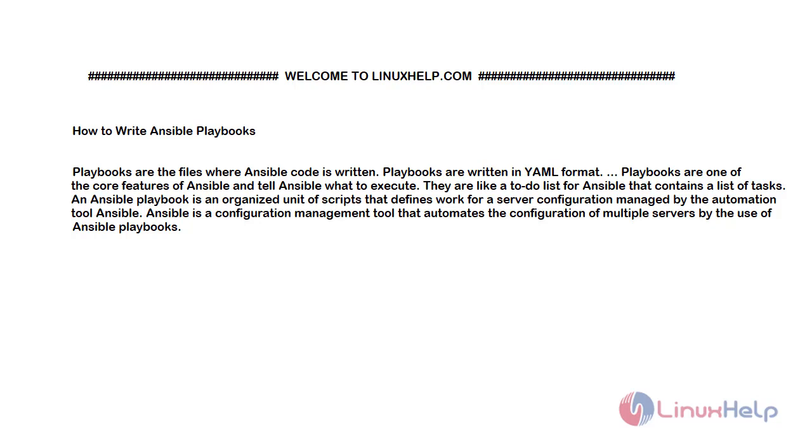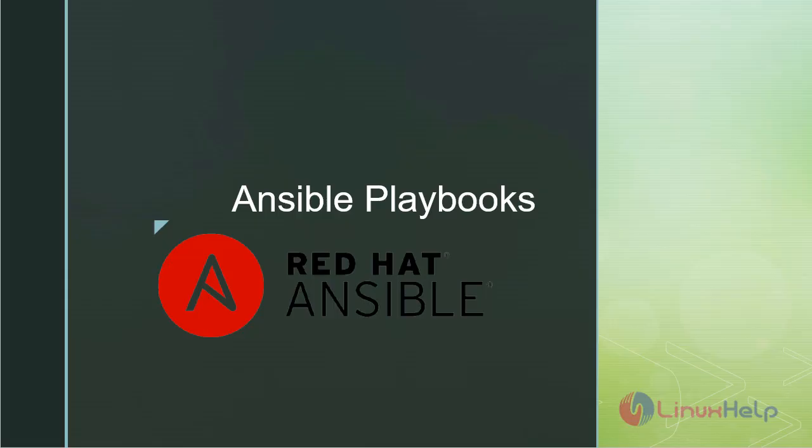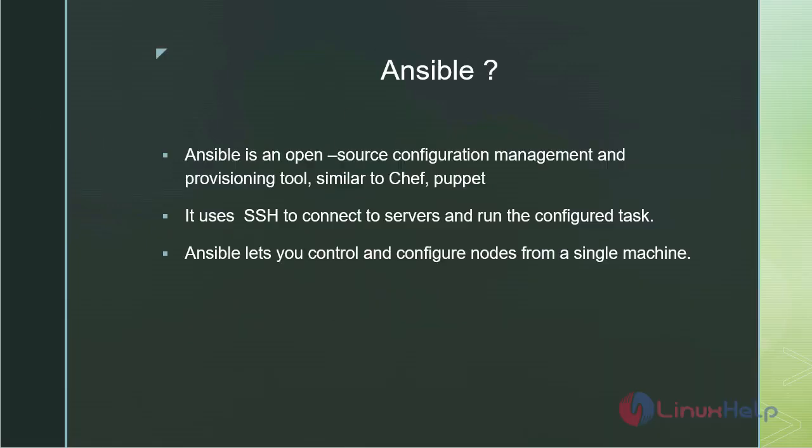So now let's jump into our topic. First, we will discuss what Ansible is, and then we will execute it. So now we will learn what Ansible and its playbook are. Ansible is an open source configuration management and provisioning tool similar to Chef and Puppet. It uses SSH to connect to servers and run the configured tasks. Ansible lets you control and configure nodes from a single machine, which you can say is controlling your node machines from your Ansible control station, where you have already installed Ansible.